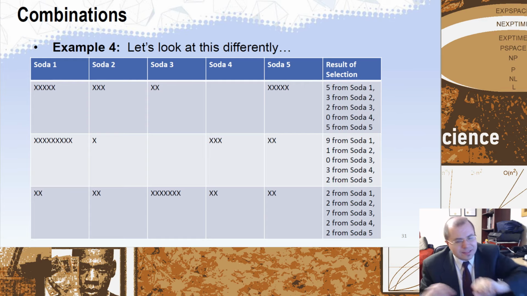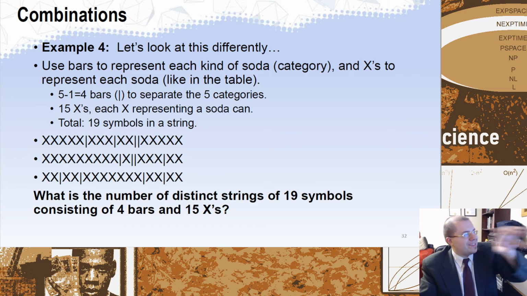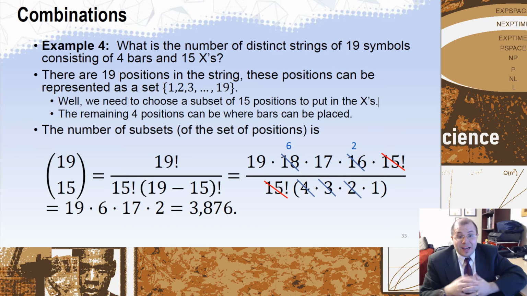I'm just encoding the X's of each category. And remember, I have 19 symbols. I'll have 15 X's and 4 bars, where the bars separate the X's, just like I have here. So I'm asking how to come up with the different ways you can assign the X's to those positions. The key is to encode the positions as elements in a set and realize that there are 19 elements and I have to pick 15 of those positions to put an X into. Once I know those 15 positions, the other 4 just slide right in. So that means it's just 19 choose 15, and I end up with this number here.